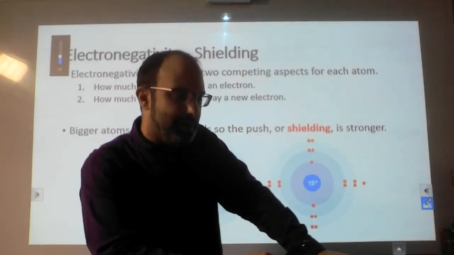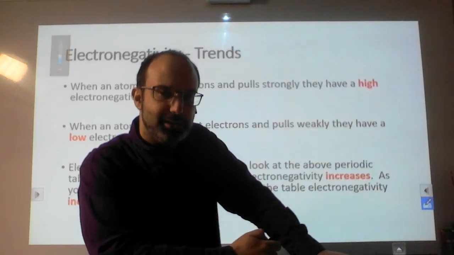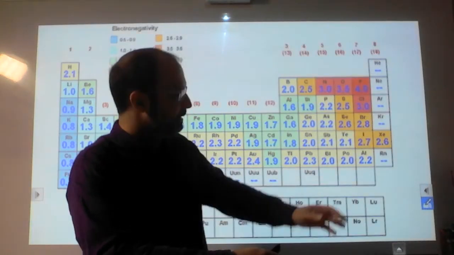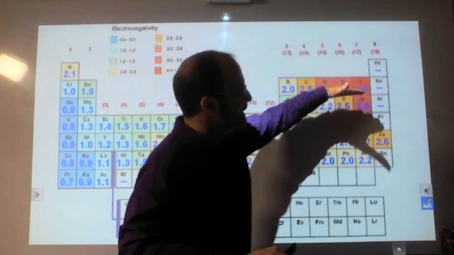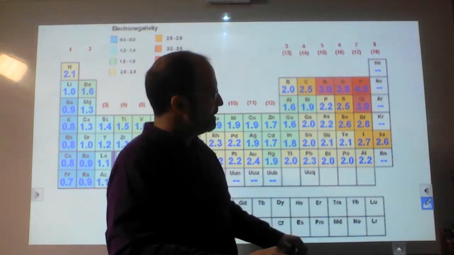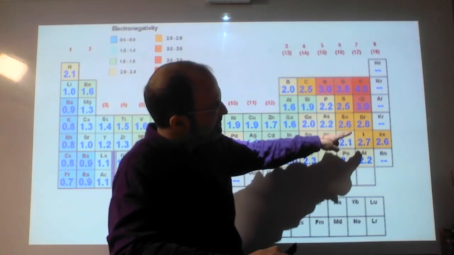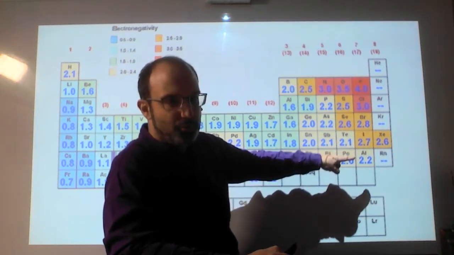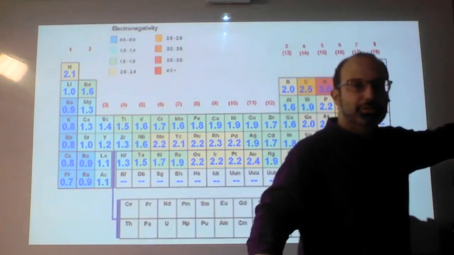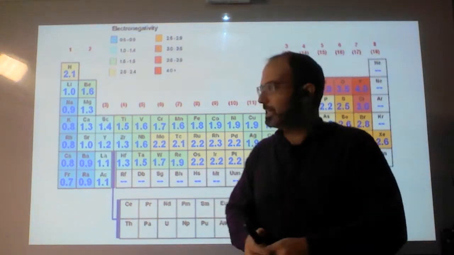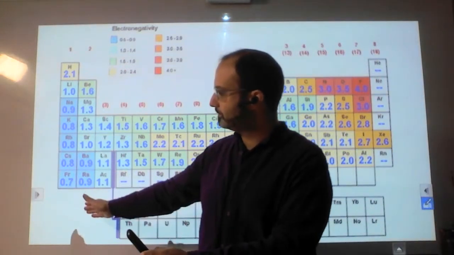So think about that, right? The number of shells increases based on your position on the table. Lower down, every period, every row adds a shell. And what do we see? As we go down, the number of electrons increases, and they start to win the tug of war. They start to push the new electrons away. And that's what we get going down.